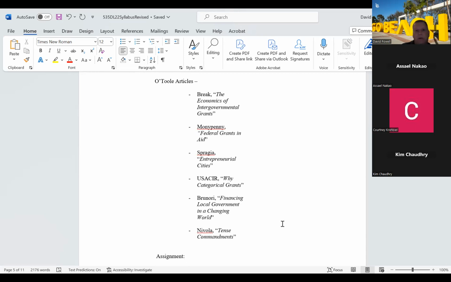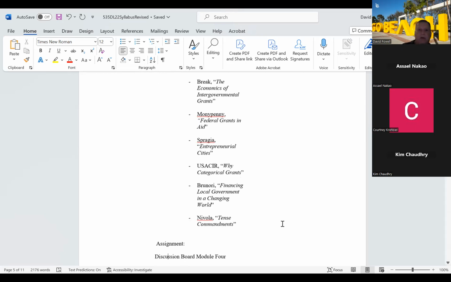Article by Alberta Sbragia, Entrepreneurial Cities. This is a pretty in-depth and layered article that looks at how local governments have invested a lot of time and effort in trying to circumvent national limitations, and state limitations, on the ability of local governments to borrow money.